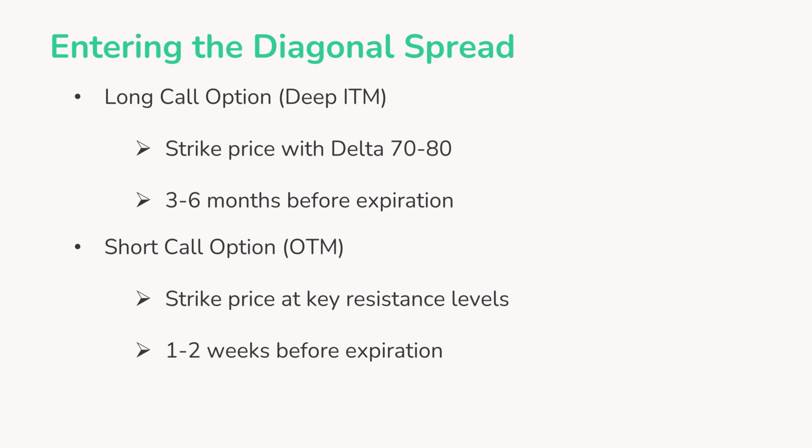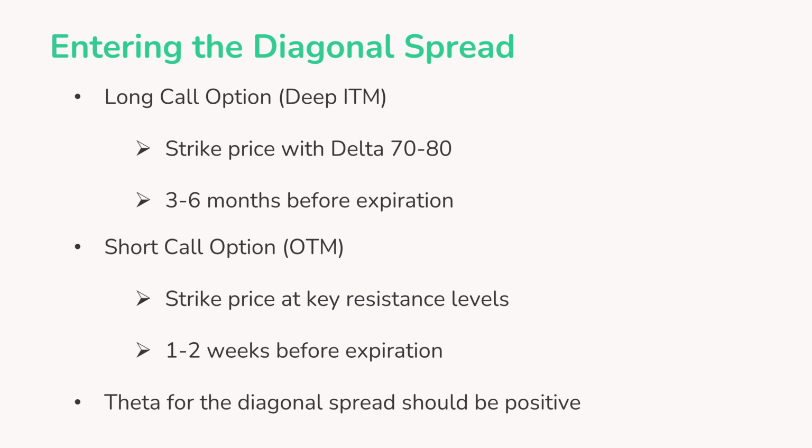So for the short call, I will also usually select the contract that's expiring 1 to 2 weeks time, simply because that's when the time premium decays the fastest. Last but not least, for whatever combination of short and long call you choose for the diagonal spread, you should always ensure that the theta for the trade is positive so that you can get paid while waiting for the price to rally.